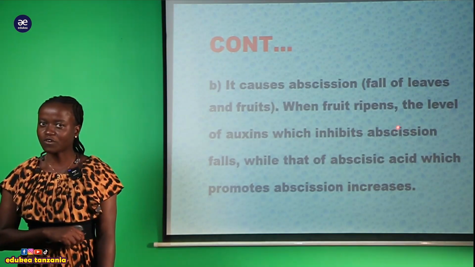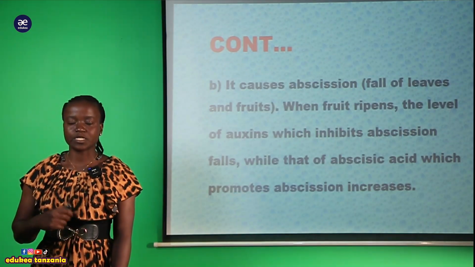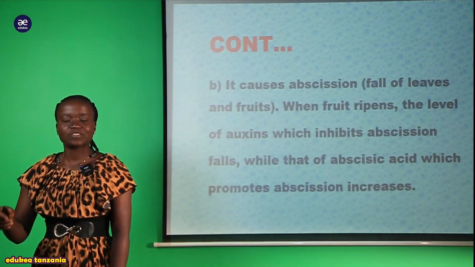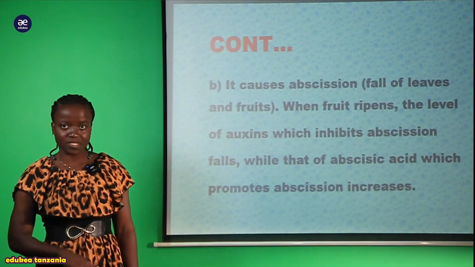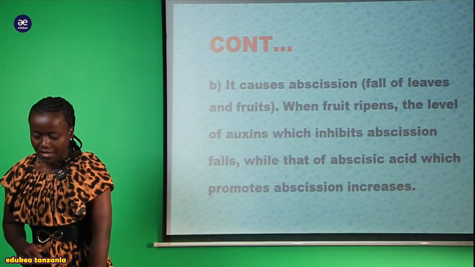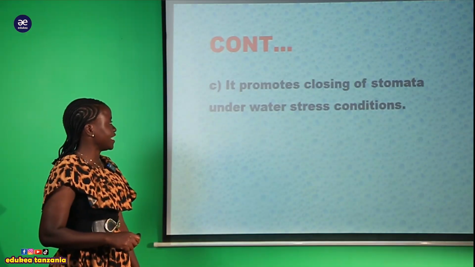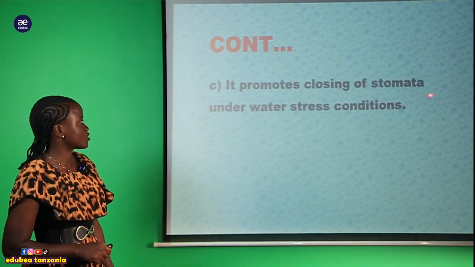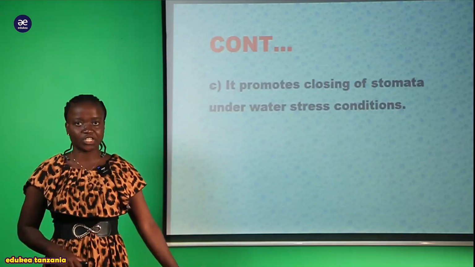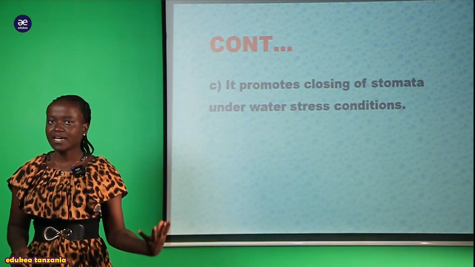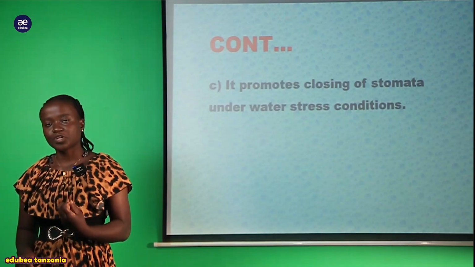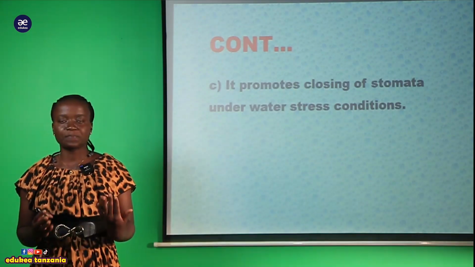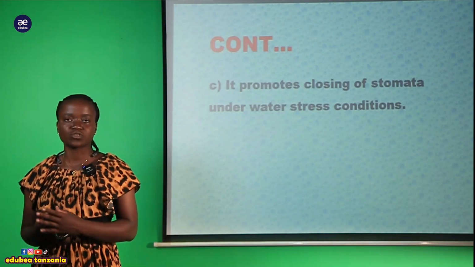And that is the function of the abscisic acid, to work antagonistically to the growth promoter. And here we have seen that it is the auxin hormone. And another function here, we can say that it promotes the closing of the stomata under water stress conditions. So tumesema hii abscisic acid is also called the stress hormone. It is produced when the plant is in environmental stresses.